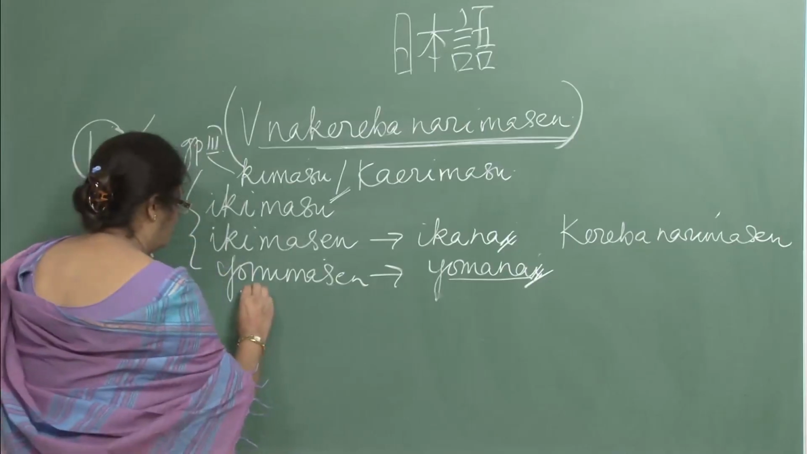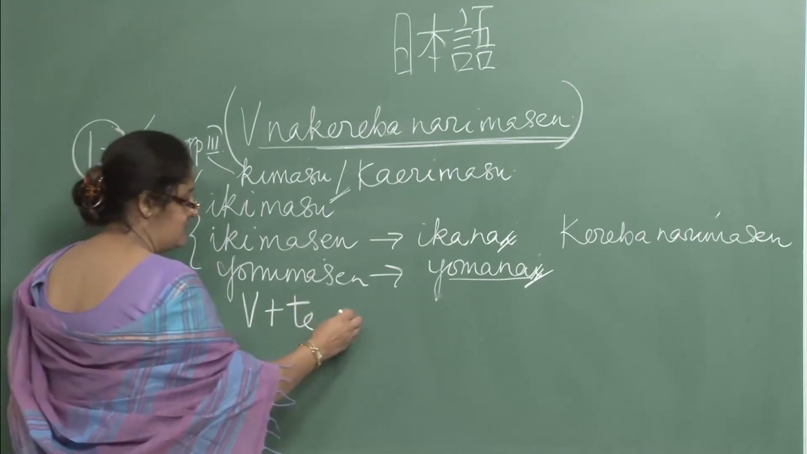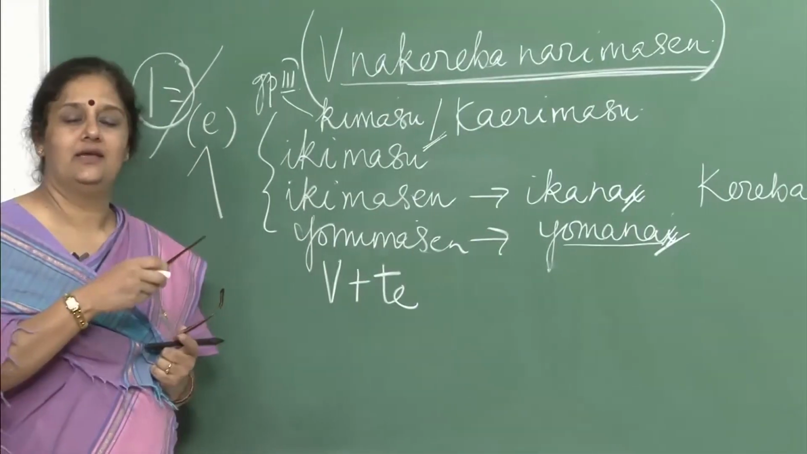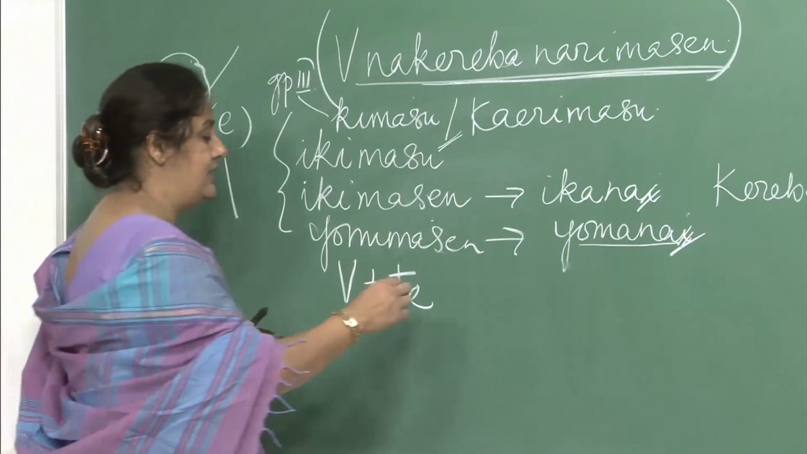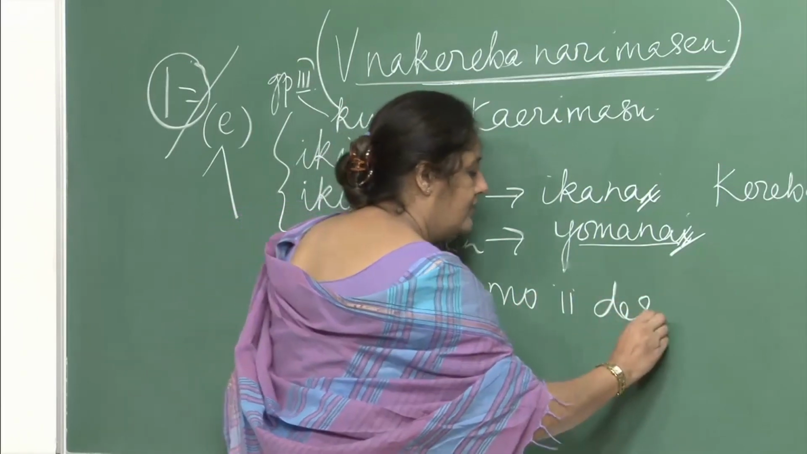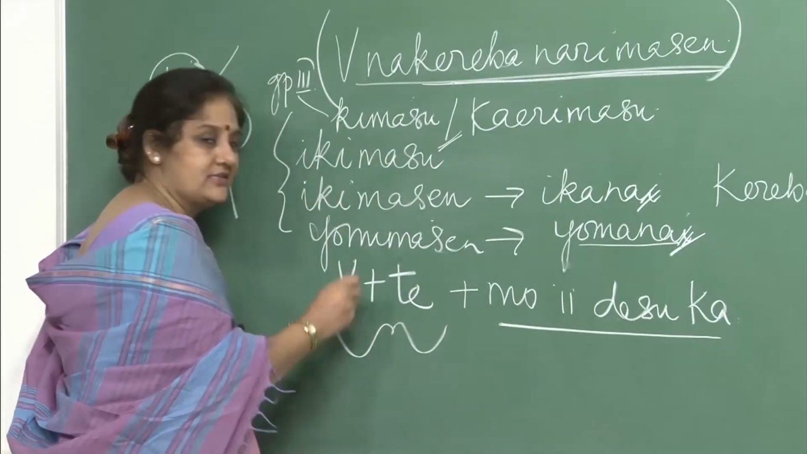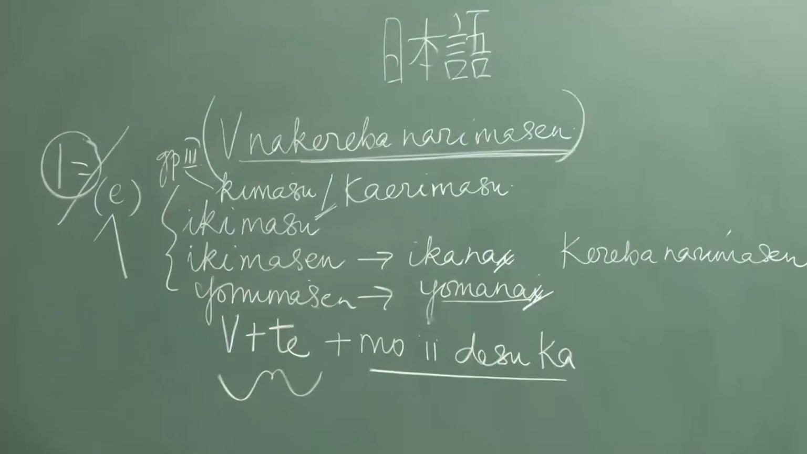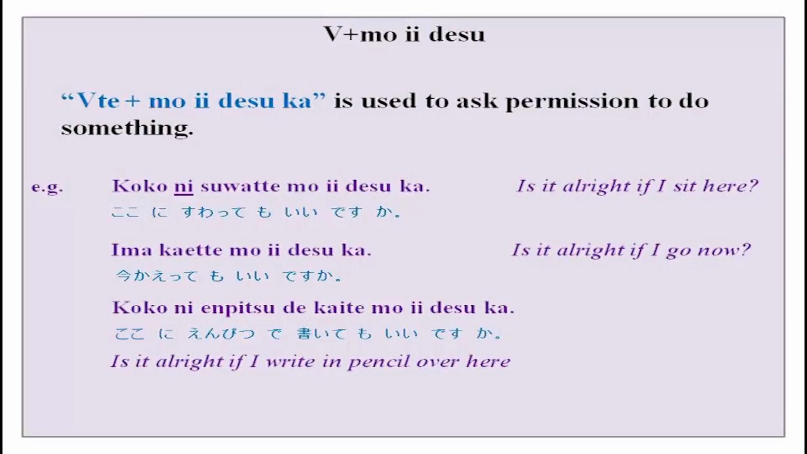Now, what is it? Verb plus te, verb in te form, that is, which you have been doing: itte, kaette, matte, tatte, yonde, nonde, benkyou shite, plus mo ii desu ka. Is it all right if I do this, is what it means. So, well, you can see it is used to ask permission to do something, and it means it is all right if, or may I.